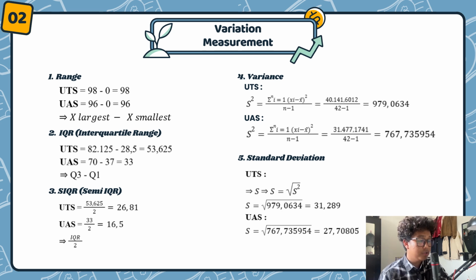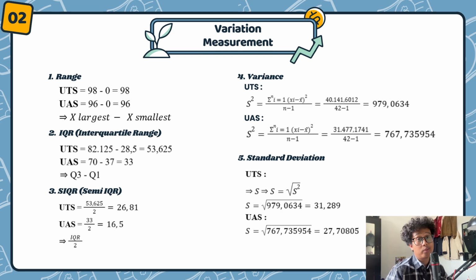As you can see here, this is the formula. So s squared, which is variance, is equal to the sum of each element minus the mean squared divided by n minus 1. And we have the value for the midterm, which is equal to 979.0634. And for the final term, we got it around 767.735954. And that is for the variance.